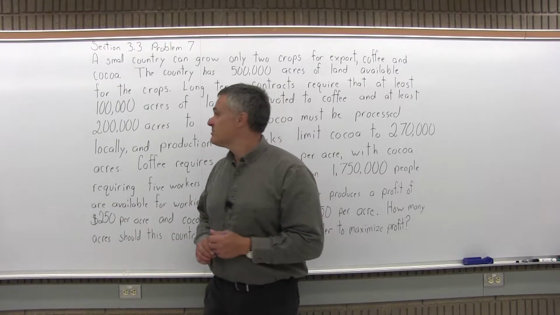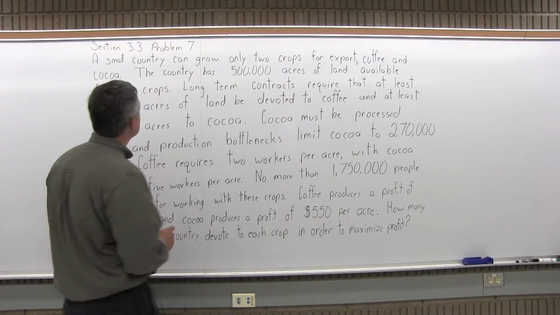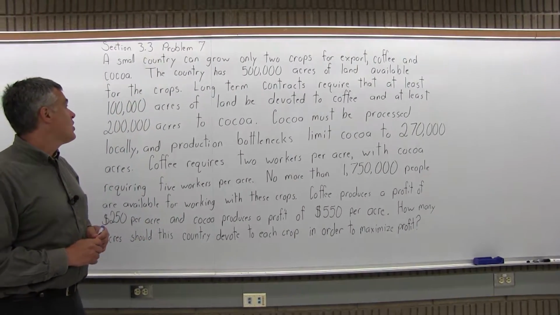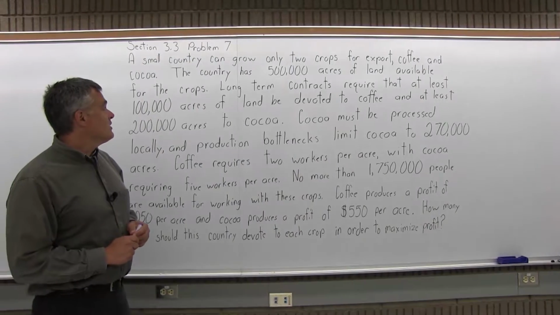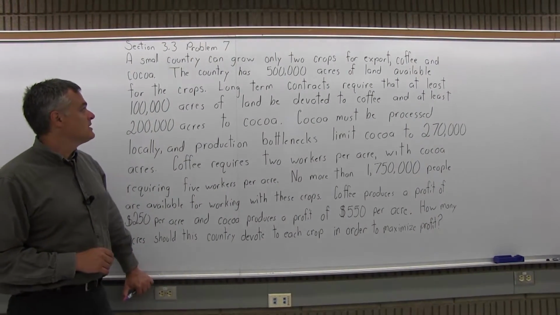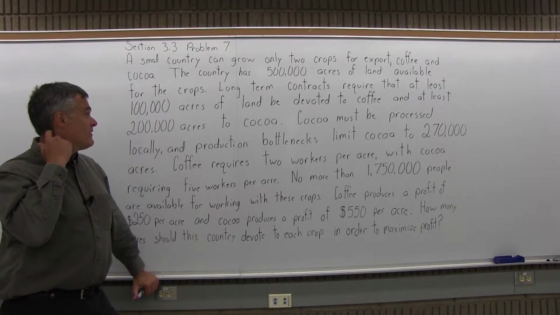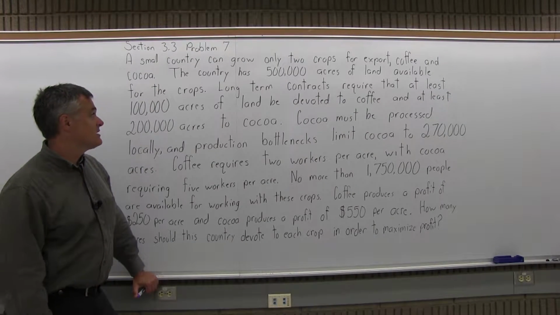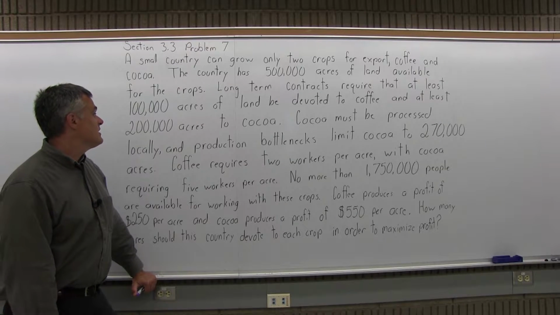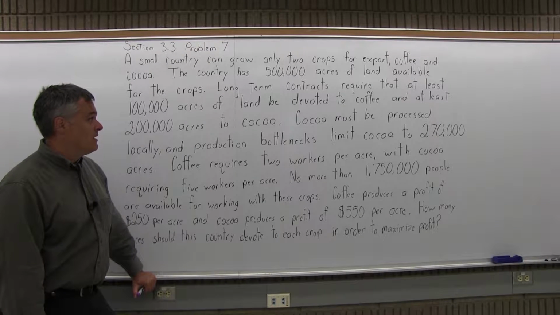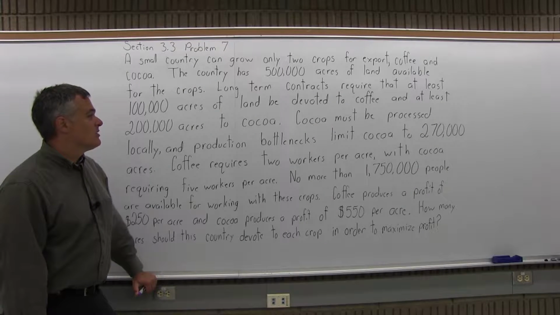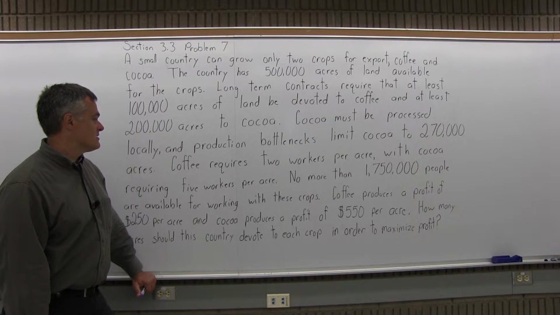This is Problem 7 from Section 3.3. It says a small country can grow only 2 crops for export, coffee and cocoa. The country has 500,000 acres of land available for the crops. Long-term contracts require that at least 100,000 acres of land be devoted to coffee and at least 200,000 acres of land to cocoa. Cocoa must be processed locally, and production bottlenecks limit cocoa production to 270,000 acres.